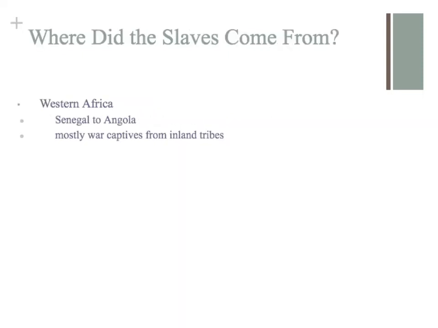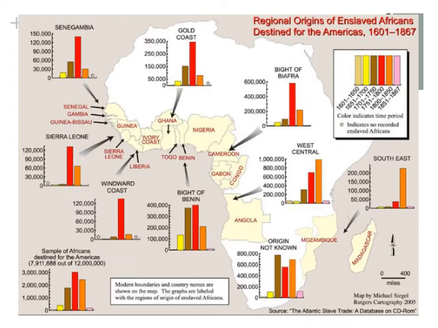You need to be aware of where the slaves came from, and a majority of them came from Western Africa, particularly the modern countries of Senegal and Angola, and they were mostly war captives from inland tribes. It wasn't like Europeans were going into Africa and capturing slaves, because they couldn't do this, as they would pretty much die of disease as soon as they did, malaria and things like that. So they had to rely on other Africans to acquire slaves for them in the form of war captives and other things.